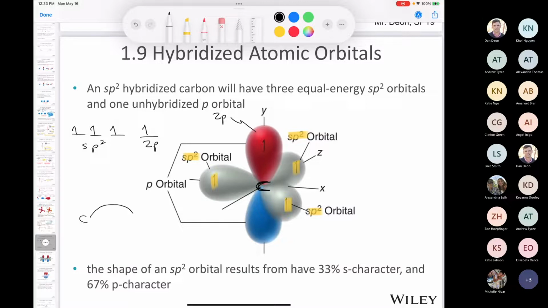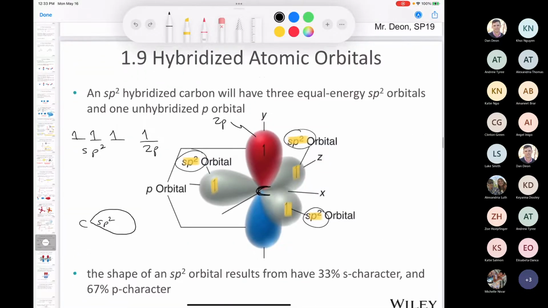All we do is write a lobe like this, and you can just label it sp2 as they've done here for each one of them. We don't draw the other part of the lobe just because it makes things too ugly when you draw it. It just doesn't look pretty, so we leave it out. The sp2 has 33% s character and 66% p character because it's made from 2 p's and only 1 s.